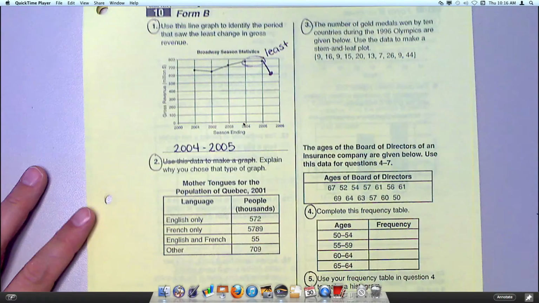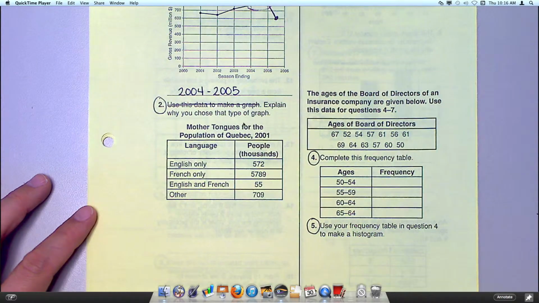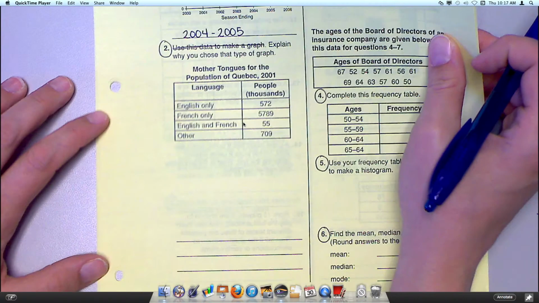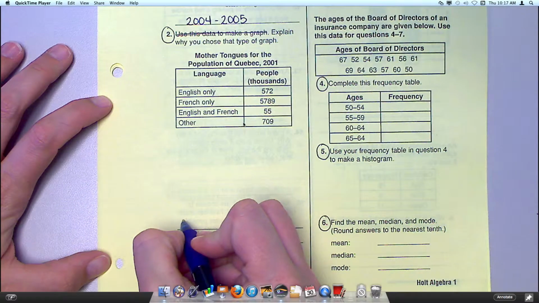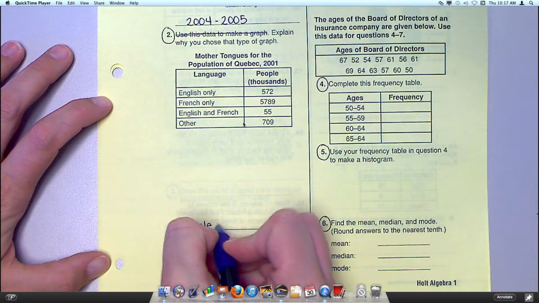Okay, number 2, I told you you didn't really have to make a graph, but I want you to tell me what type of graph you would use and why. So we're looking at people in Quebec, what language they speak: English only, French only, English and French, or other. What would you use for this? I think you could justify a bar graph, but I would probably go with a circle because it represents a whole population.